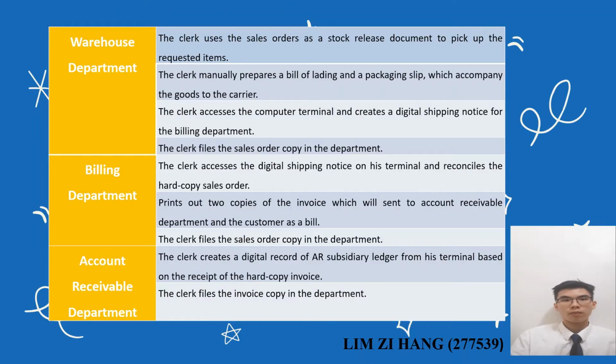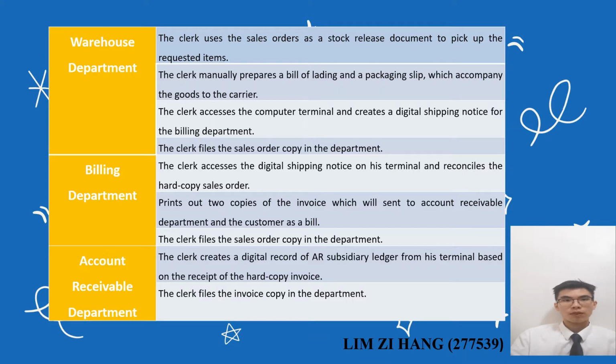In the warehouse department, the clerk will use the sales order as a stock release document to pick up the requested items and manually prepare a bill of lading and a packaging slip, which accompany the goods to the carrier. The clerk accesses the computer terminal and creates a digital shipping notice for the billing department and files the sales order copy in the department.